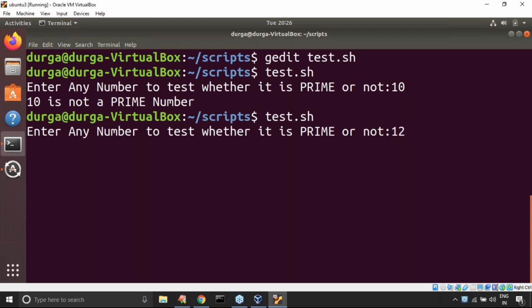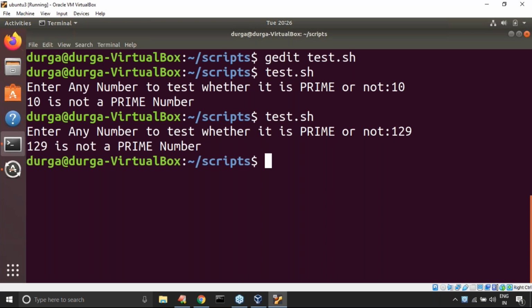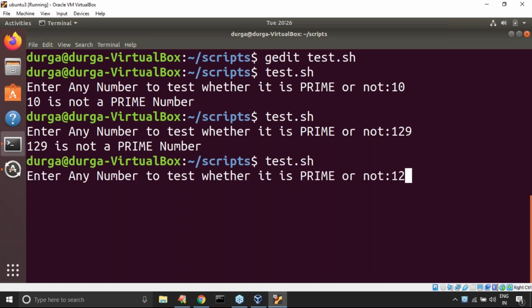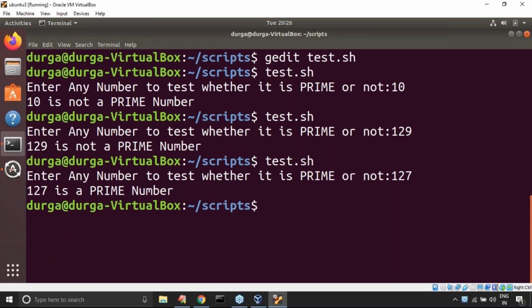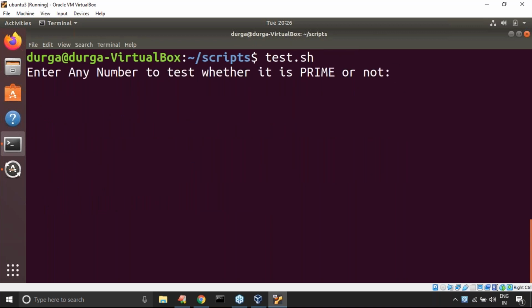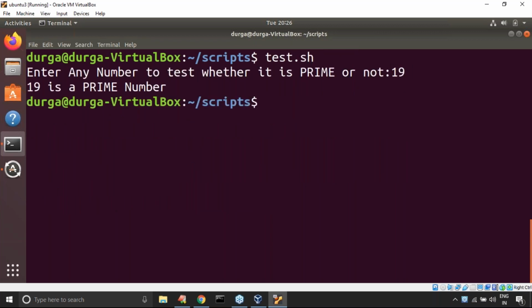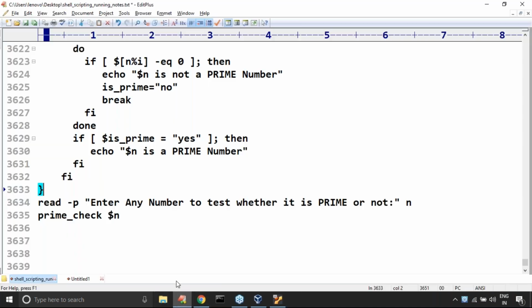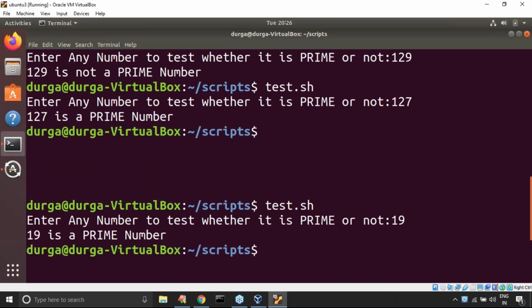Now I'm taking 127 and 129. Observe that 129 is not a prime number and 127 is a prime number, because 129 is divisible by 3. Observe that. Now I'm trying 11 and 19. 19 is a prime number, right? Okay, clear. I hope there is no need for any further explanation about this terminology. Please confirm.